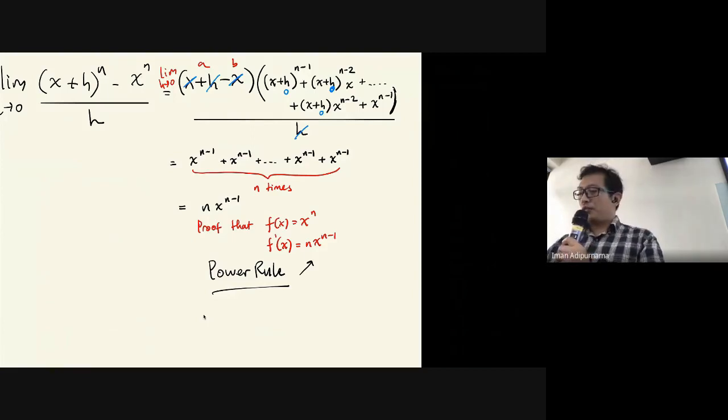There is another way to prove this, but it requires other tools. I will show you later after we deal with those tools.